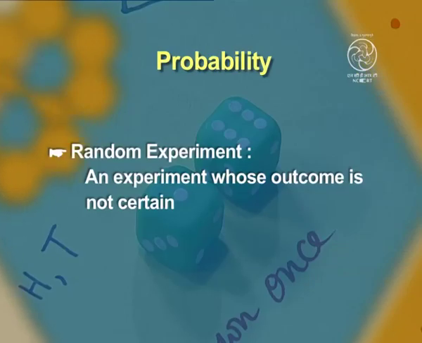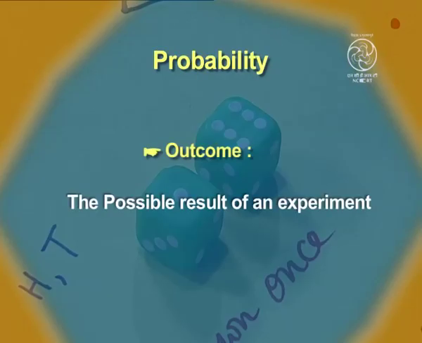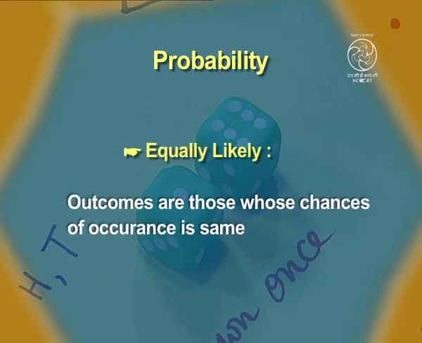First, a random experiment is one whose outcome is not certain. When a coin is tossed once, it results in 2 possible outcomes, either a head or a tail, but you cannot predict the exact outcome in advance. Outcome is the possible result of an experiment. Equally likely outcomes are those whose chances of occurrence are the same.